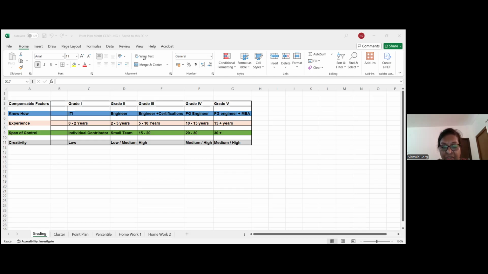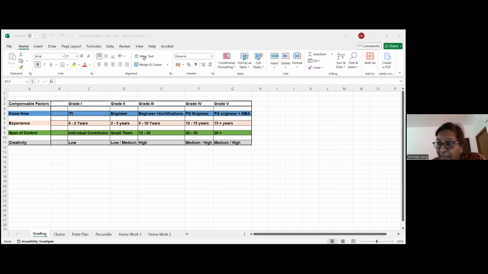It gives you a structured, fair, and transparent job hierarchy within an organization. For example, if you look at your work, you have put certain jobs in grade 1, certain jobs in grade 2, grade 3, grade 4. So you have established a hierarchy within an organization: which are the jobs of higher worth, which are the jobs of lower worth. Using what? Using predefined criteria. Got it?